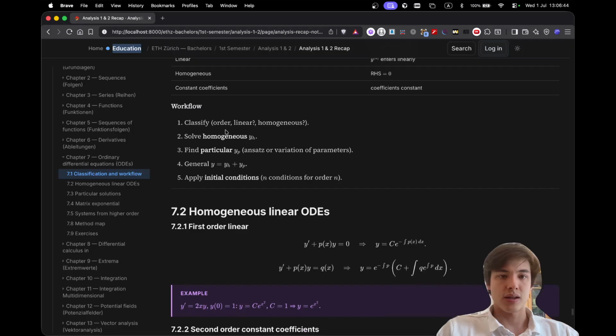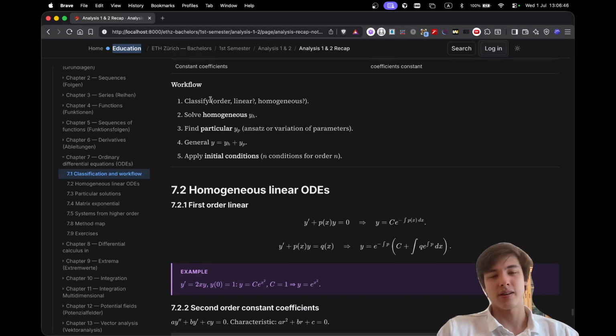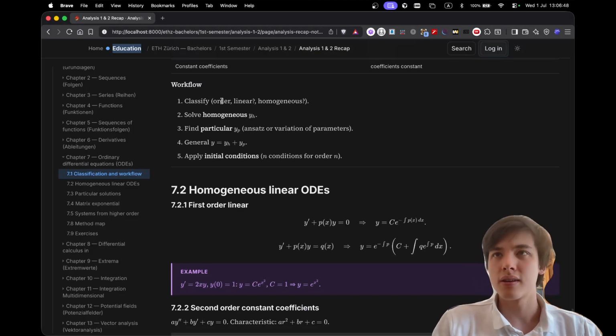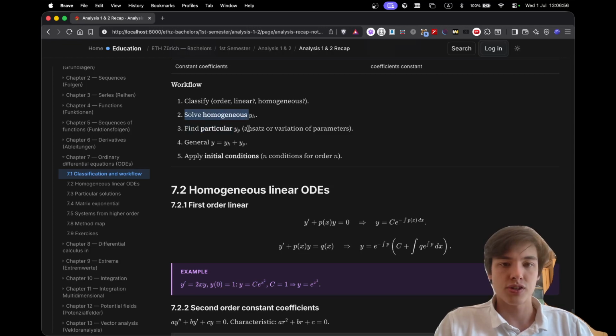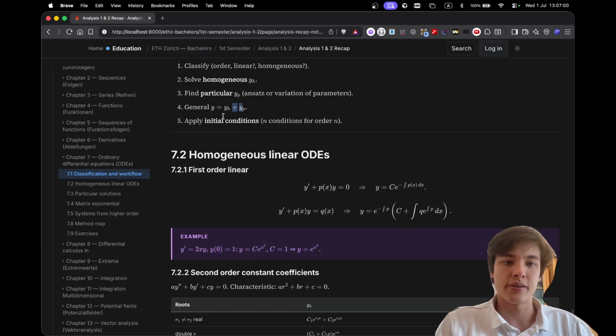So first we classify it. There are many more ways to classify, but that's not the topic of this course. We solve the homogeneous equation, we find the particular solution, and then the general solution is these two added together. Then we can apply the initial conditions.